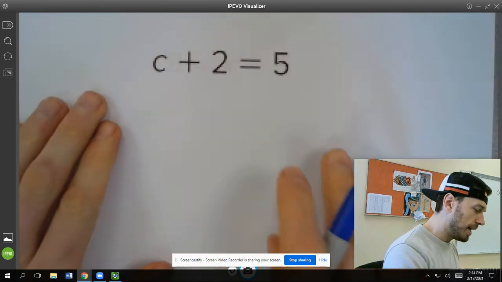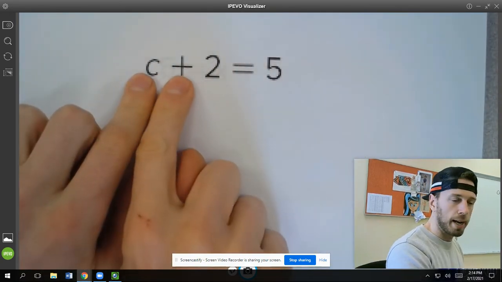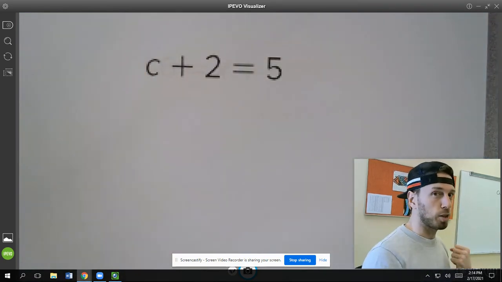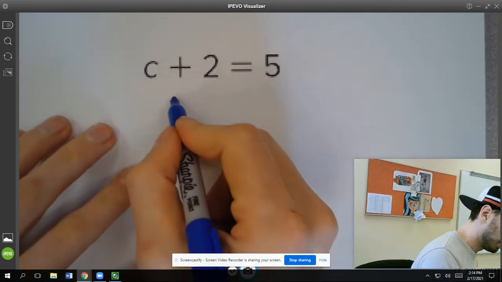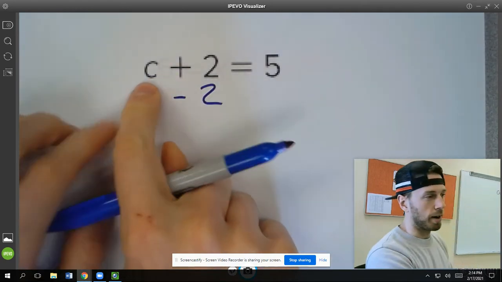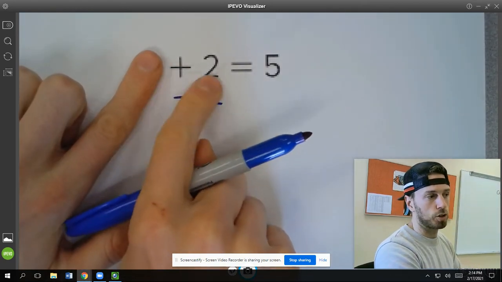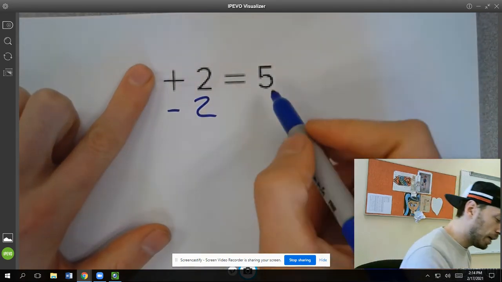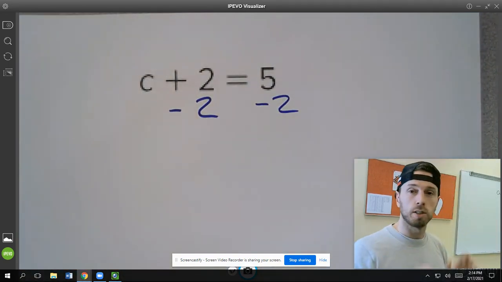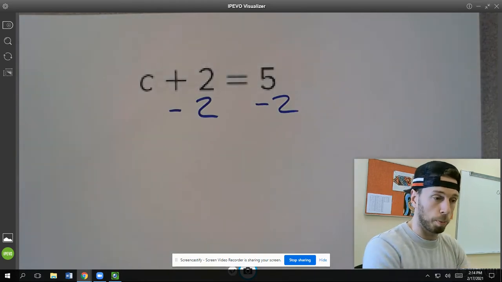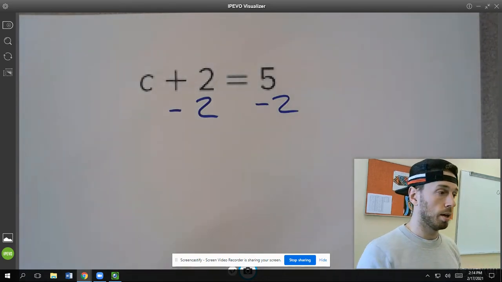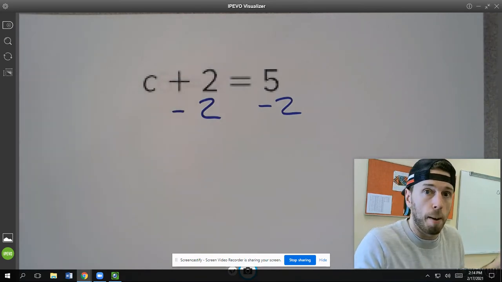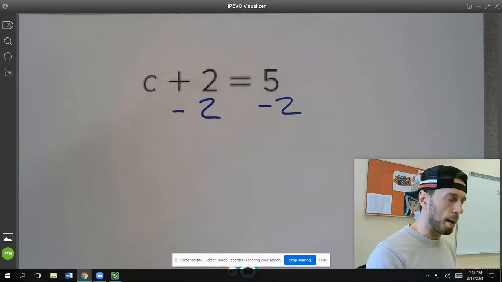Watch this. If C has a 2 being added to it, I can actually do the inverse of that and subtract it away from it. Check this out. If C right here, which we don't know what it is yet, has a 2 being added to it, I'm going to subtract it. If I do that, I must do it on the other side of the equation to make sure it stays balanced, because it's super important. I've got to keep the statement true. And like I did earlier, I'm allowed to subtract 2 from both sides. It'll keep it true. I proved that. If I do that, watch what happens.